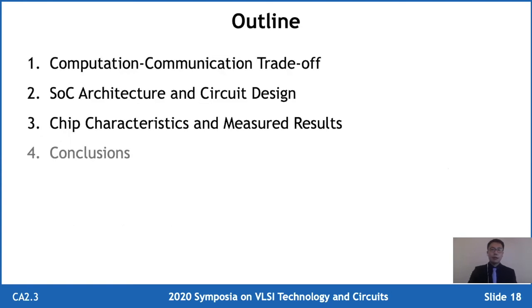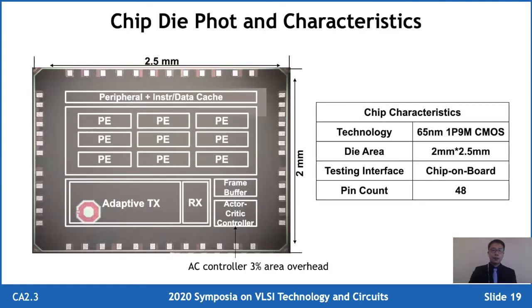And now I'm going to talk about chip characteristics and memory results. This slide shows a chip die photo and the chip characteristics. This chip is fabricated in 65nm technology with a total area of 5 mm². Among them, we can see that only 3% is consumed by the actor critic controller, which is a small area overhead for the whole system.